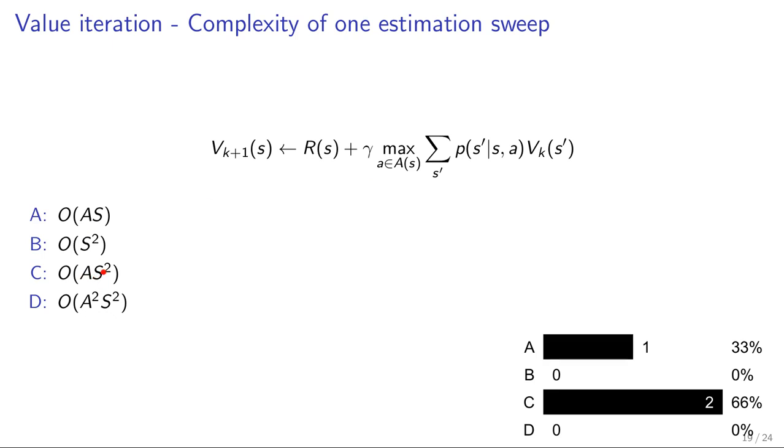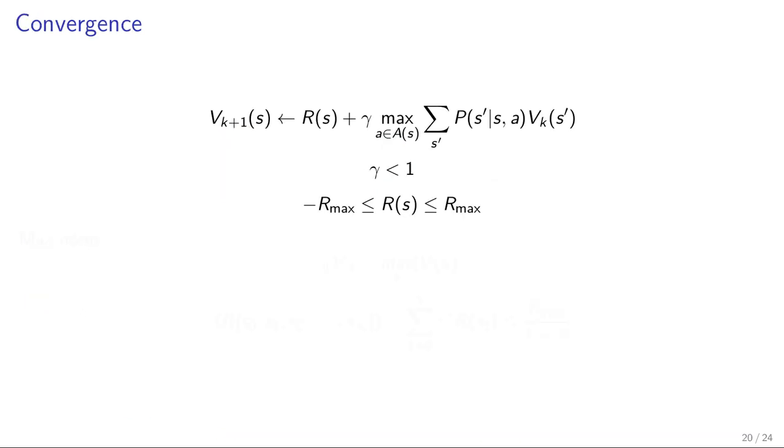So it's S squared A, but basically you can picture it like this. This is one S because you're going over all the states. This is the A, and this is the other S because it's the S prime. So how many neighbors you have, and this gives you S times A times S, or A S squared.